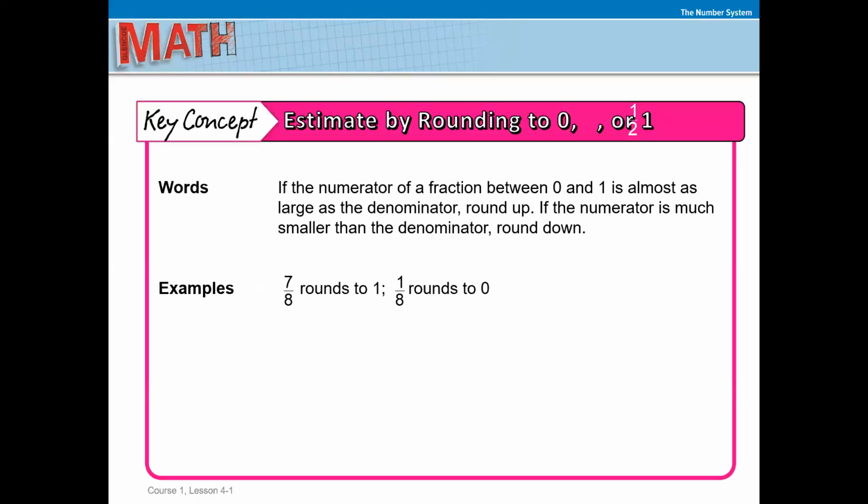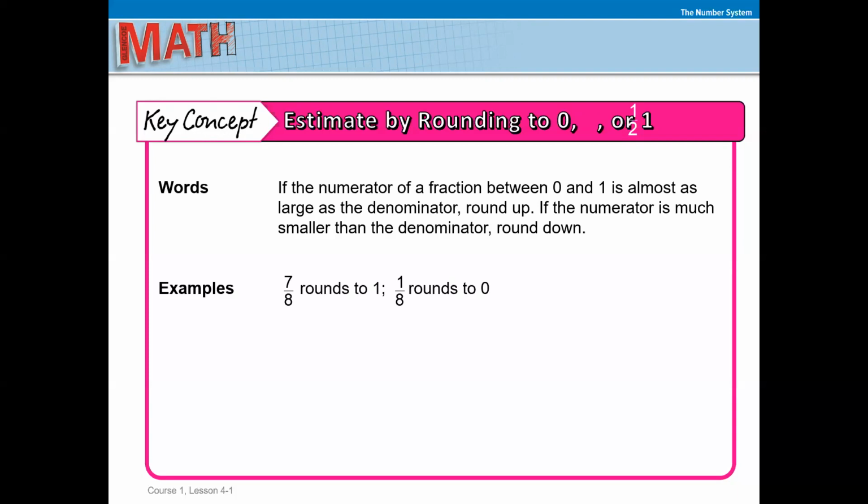Key concept, estimate by rounding to 0, 1/2, or 1. If the numerator of a fraction between 0 and 1 is almost as large as the denominator, round up. If the numerator is smaller than the denominator, round down. 7/8 rounds up to 1. 7 is almost all of 8. So you ate almost the whole pizza if you ate 7 slices out of 8. So that one's going to round up to 1.